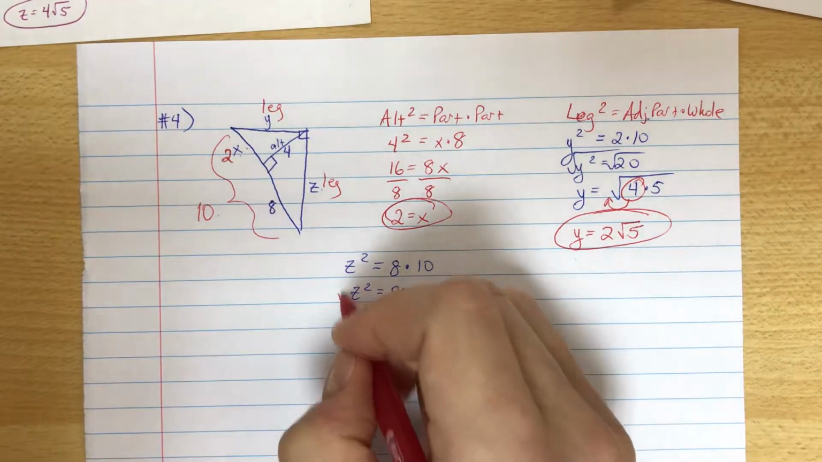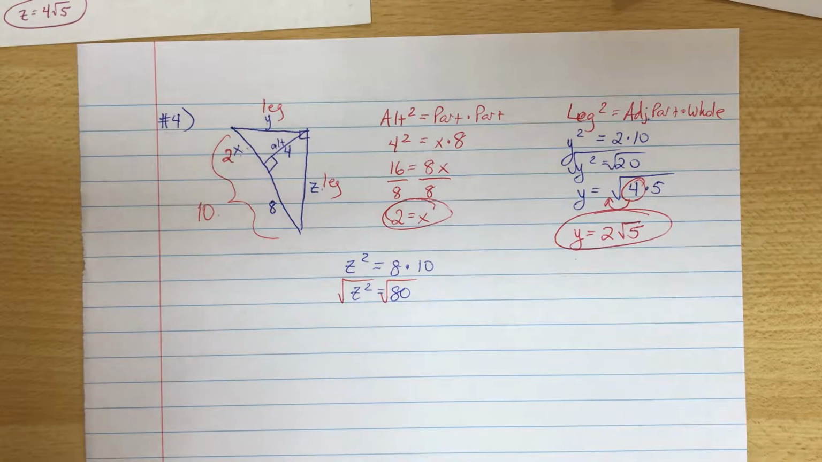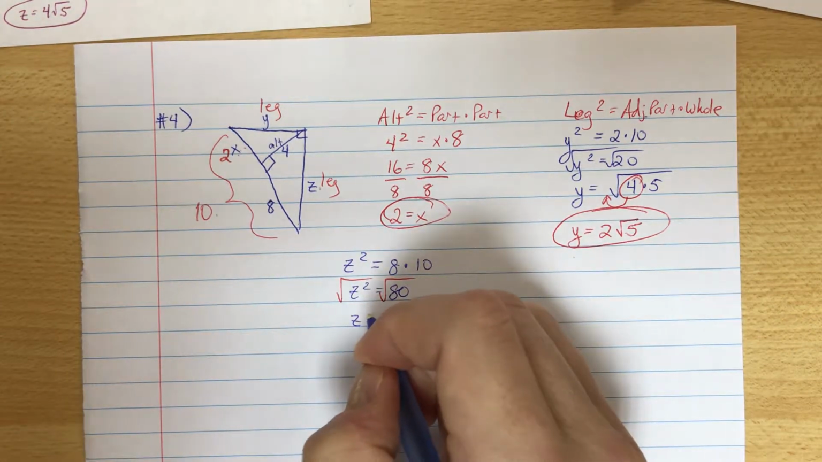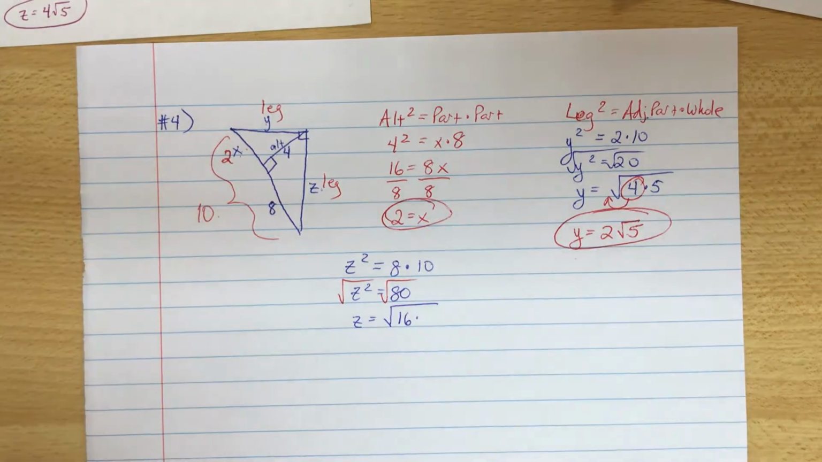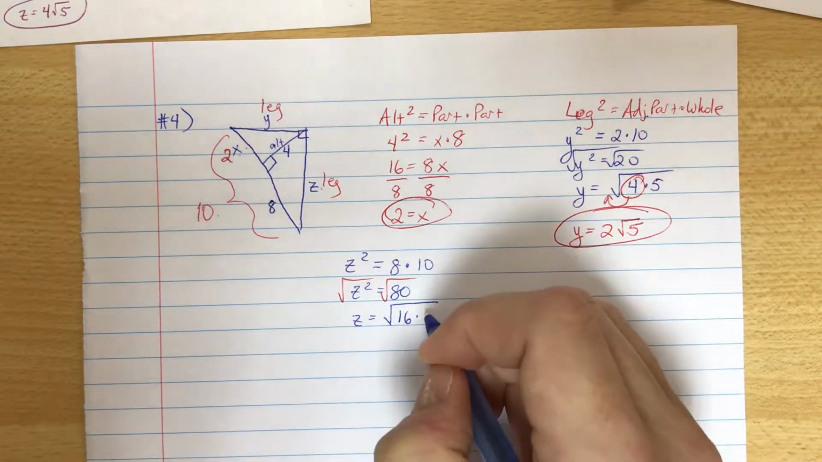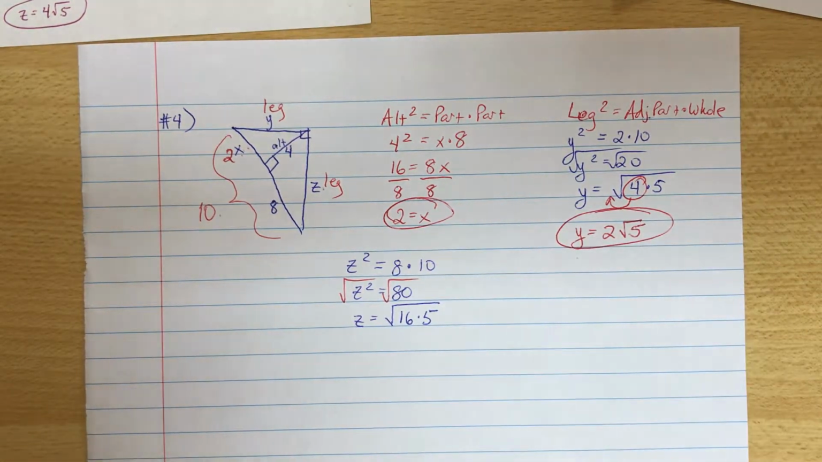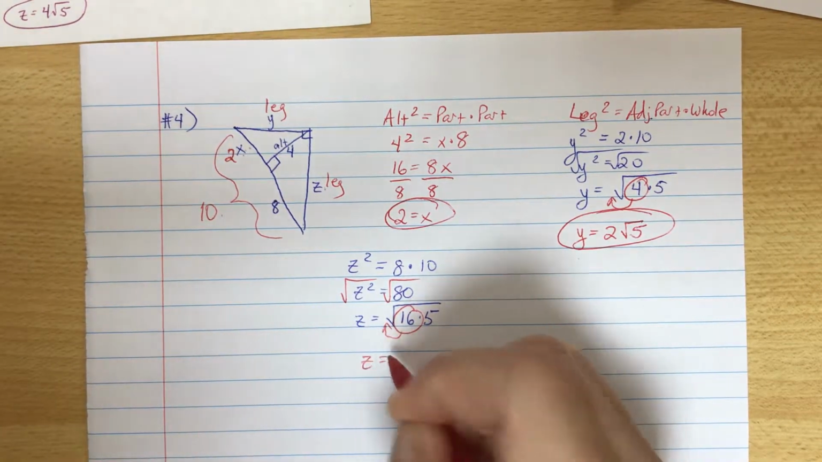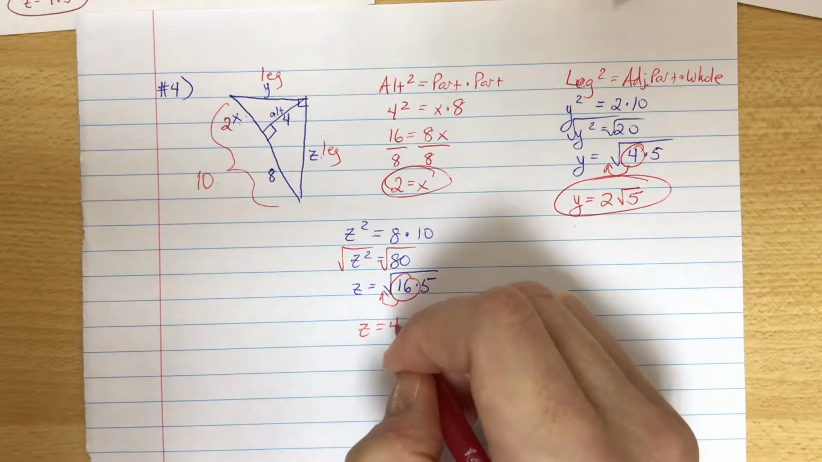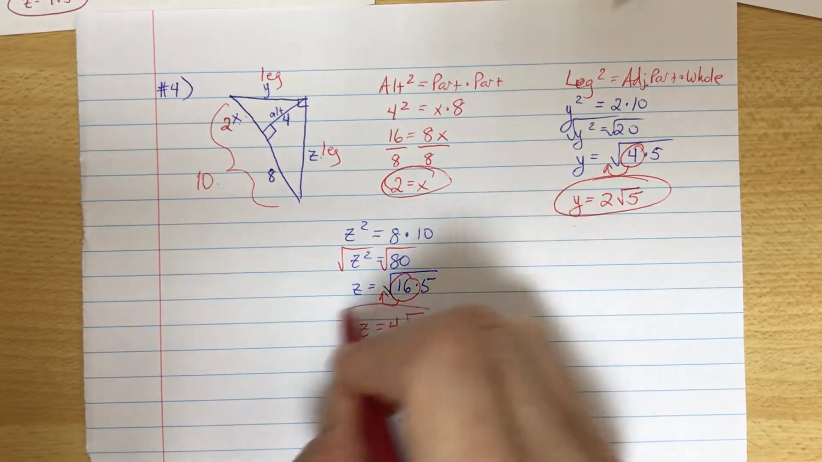Take the square root of both sides. Now let's see, 80 is divisible by 4, but it's also divisible by 16. That's a bigger perfect square. I'm going to do that. 16 times 5. 16 is perfect. We'll take the square root of that, and we get Z equals 4 times the square root of 5.